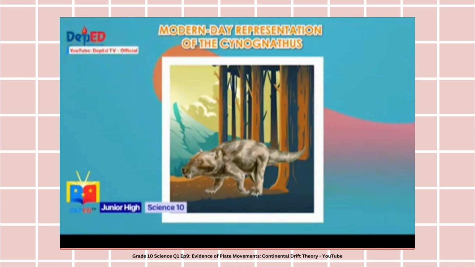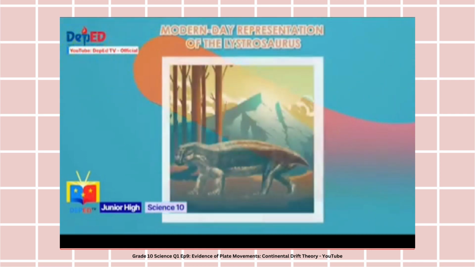The now extinct Cynognathus was a mammal-like reptile. Roaming the terrains during the Triassic period, around 250 to 240 million years ago, the Cynognathus was as large as a modern wolf. Its fossils are found only in South Africa and South America. As a dominant land species, the Cynognathus would have been capable of migrating across the Atlantic. Let's have the third one.